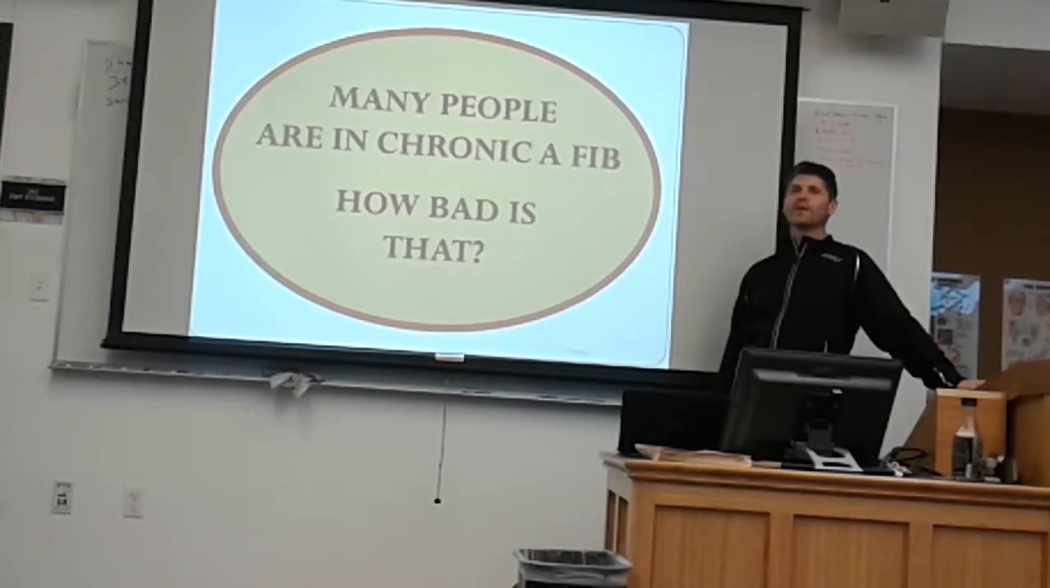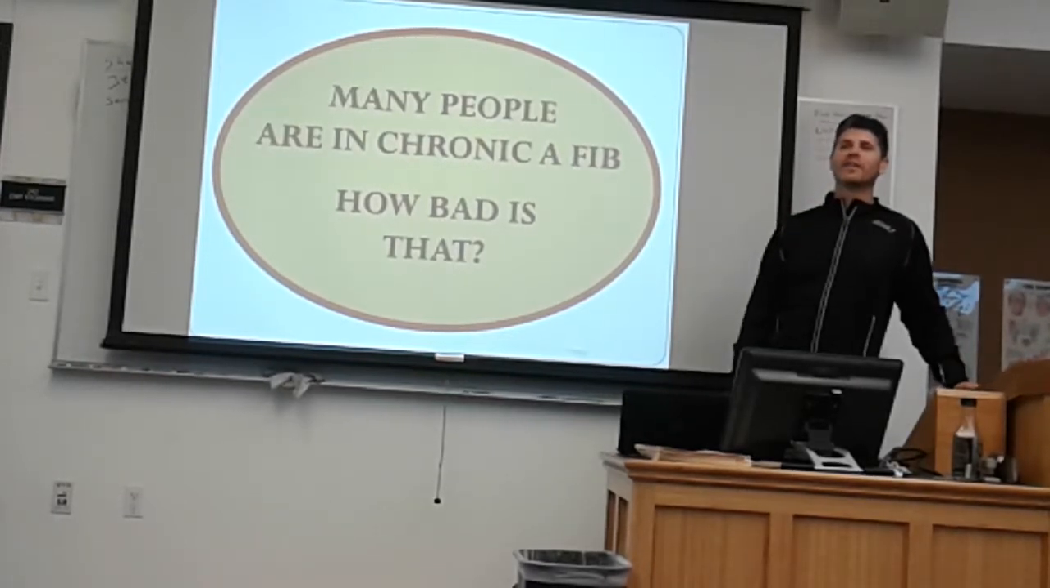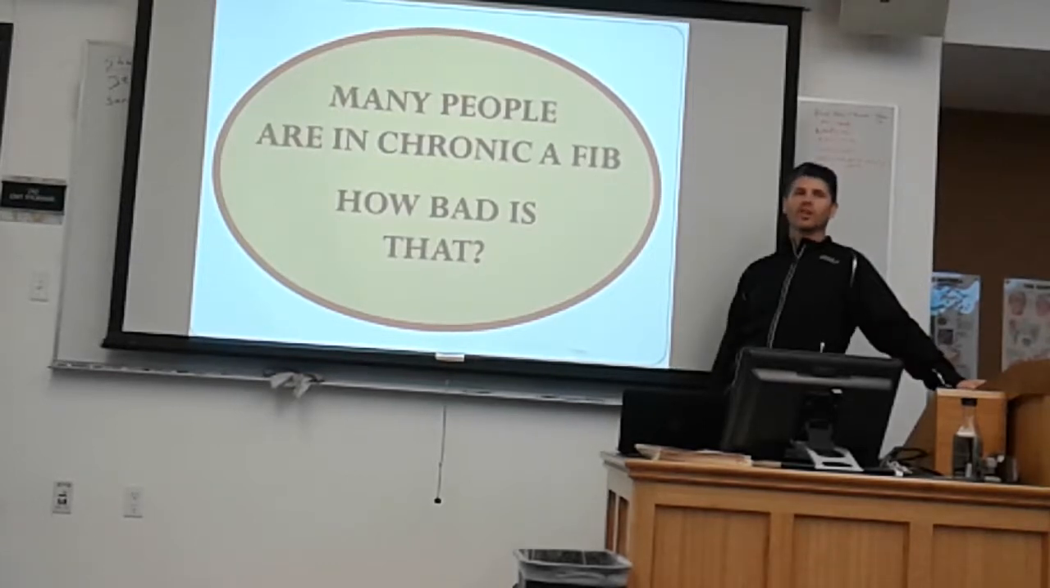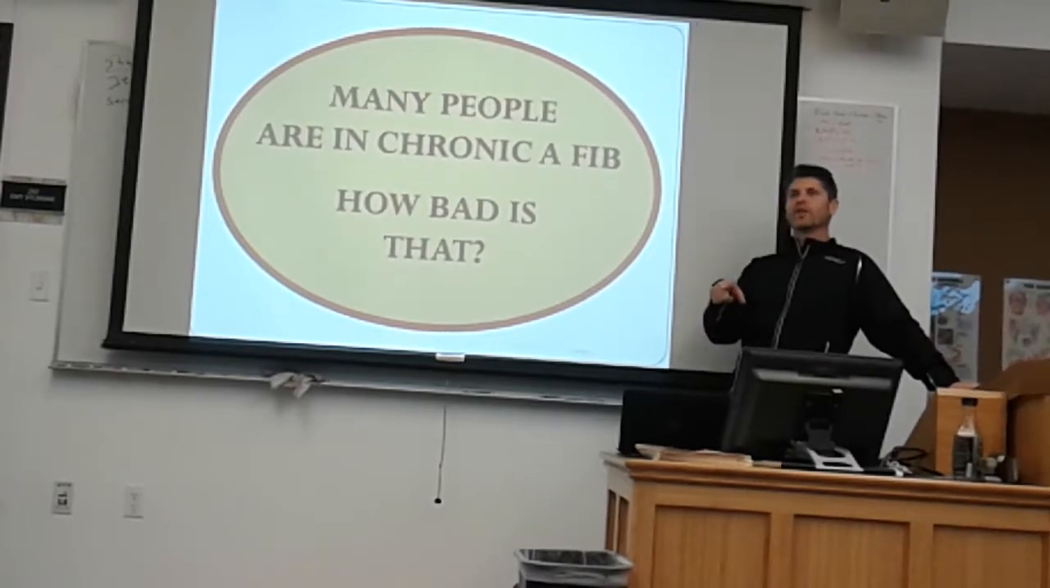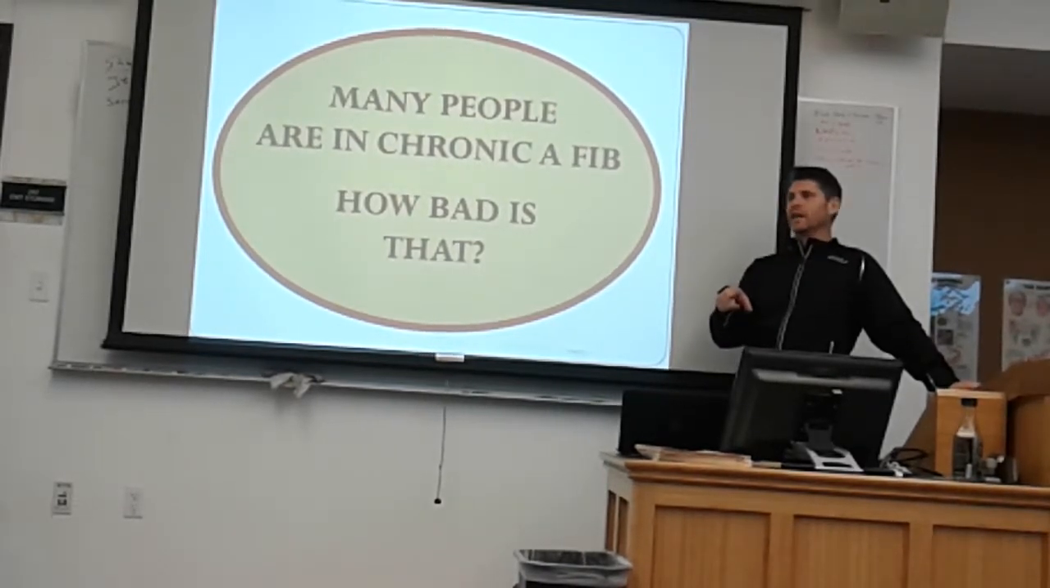In AFib, where is the location we're concerned about the clots? The left atria. Why are we concerned about clots in the left atria? Because then it goes to the rest of the body. Yeah, because then it goes to the left ventricle. And where does it go from the left ventricle? Into the aorta, the body.